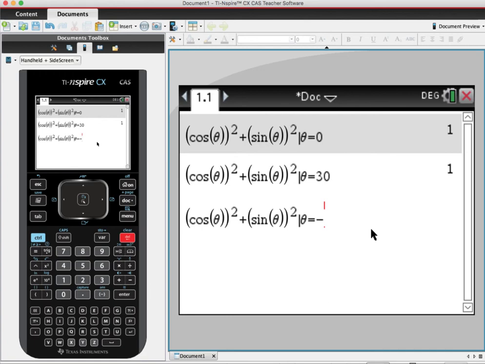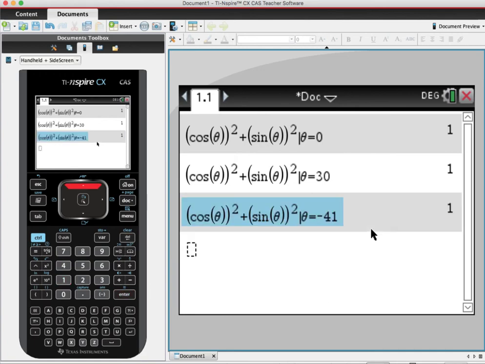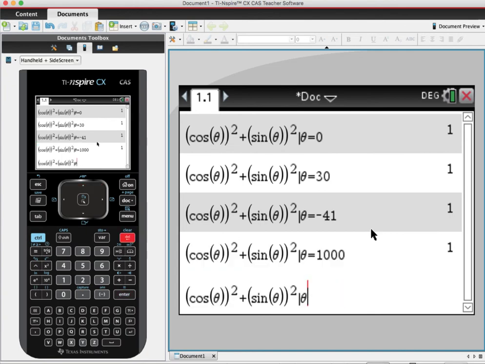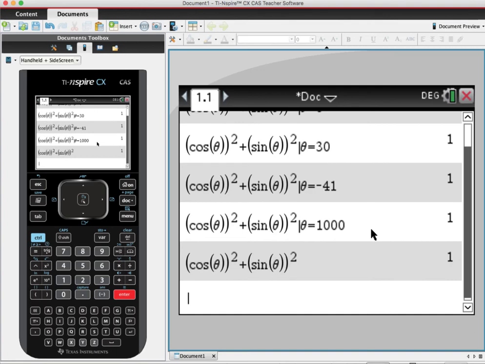negative 41 degrees. We can substitute angles that are really, really big, like negative or 1,000 degrees, and so on. And so it turns out that no matter what we substitute in for theta, that expression is always identical to the value of 1.